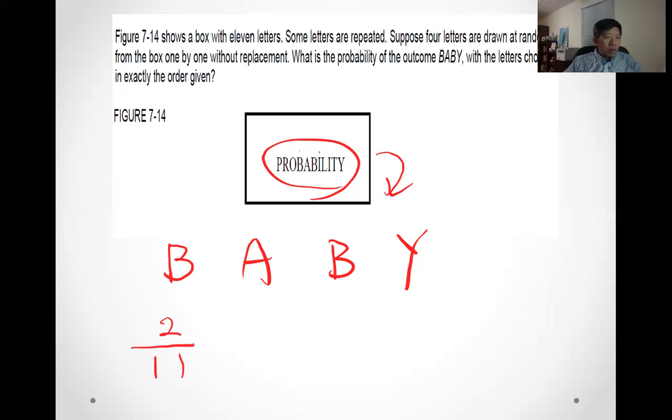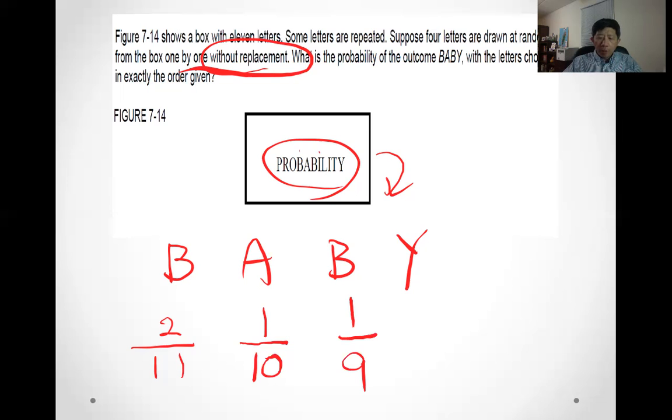Then next, what is A? A, we only have 1, right? Now here, without replacement, that means the next drawing is not 11, it will be 10, okay? And next, what is the probability to get a B again? Because a B was already drawn, we have 1 left over, right? And the total will be 9, right?